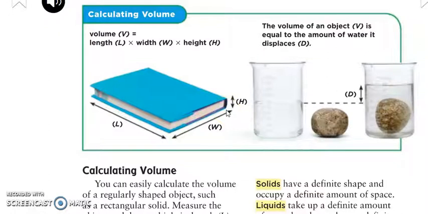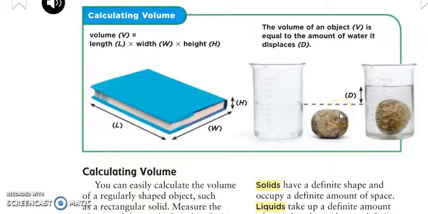So measure the object and then multiply its length. So the volume of the regular shaped object is length by width by height. You can see this is the rule: volume equals length times width times height of this object. We can use the ruler to measure the length of this book and the width and the height, and after that we multiply them together.